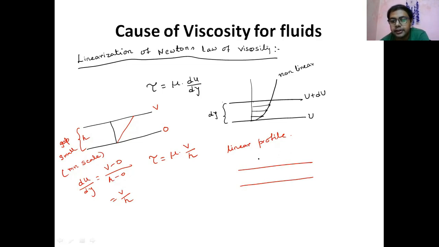Let us take two plates here. One plate is a fixed plate, and this is another plate. In between, there is some fluid. The top plate, the bottom plate. Now the top plate is moving with some velocity u. This kind of flow is known as the Couette flow.